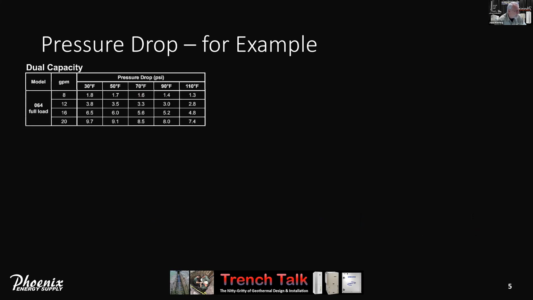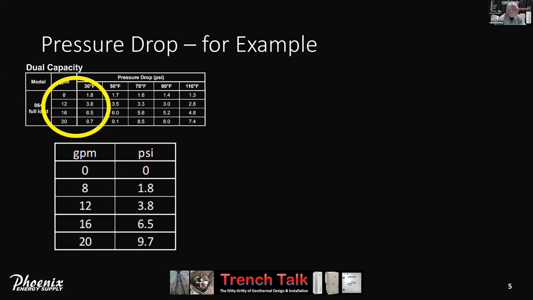For example, here is a pressure drop table directly from the GeoStar 5-ton unit. And the manufacturer gave us 4 flow rates and corresponding pressure drops at different water temperatures. It's also important to keep in mind that this pressure drop is in pounds per square inch. But typically, when we look at calculating pressure drop in a geothermal system, we're going to be interested in that minimum water temperature, which is the higher pressure drop condition.